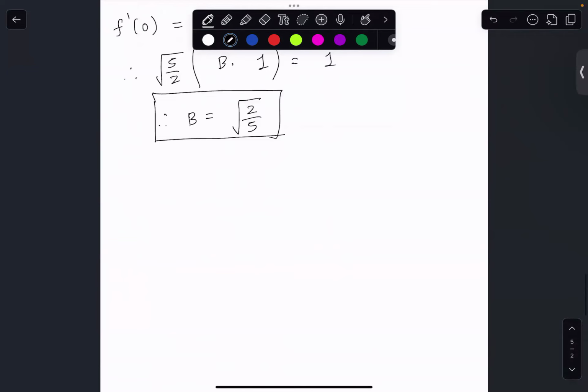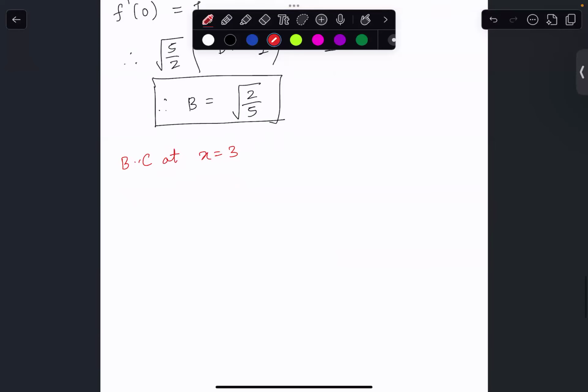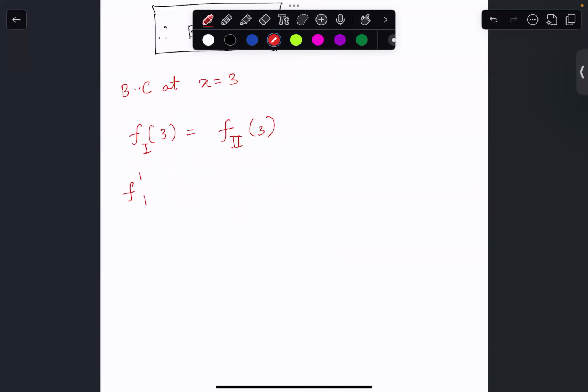The next boundary conditions you need to apply are, so let me use a different color, boundary conditions at x equals 3. Now the boundary conditions here would be f in region 1 of 3 should be equal to f in region 3, and f prime in region 1 at 3 should be equal to f prime in region 2 at 3.